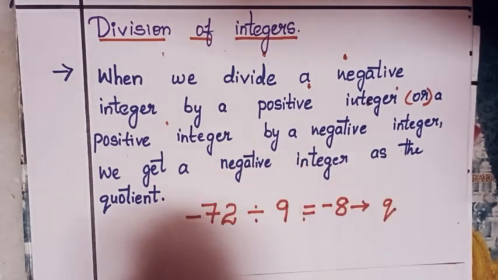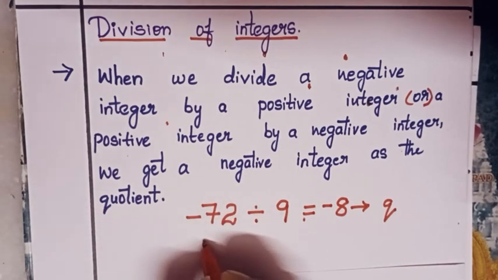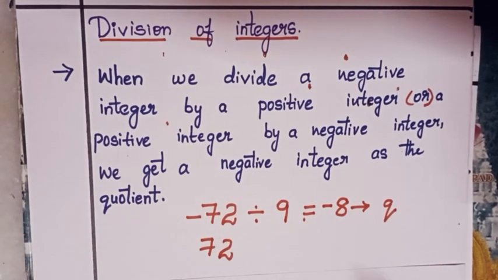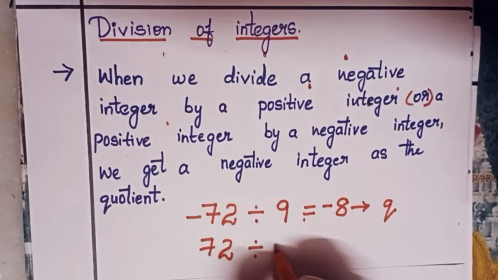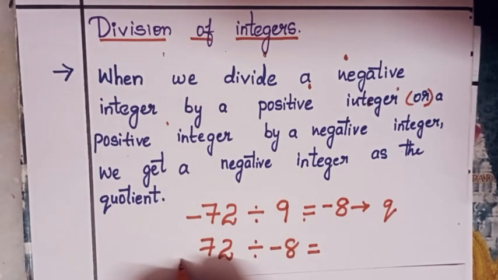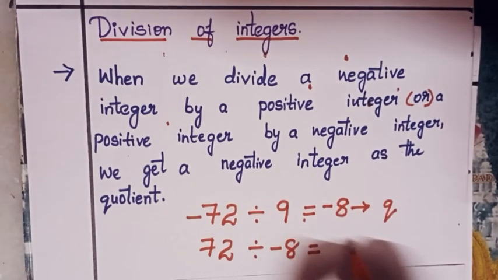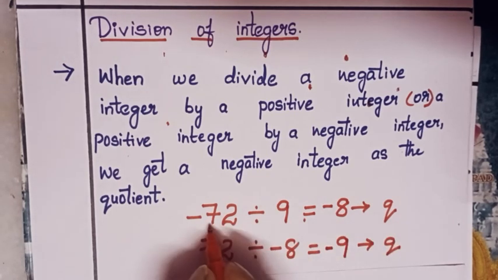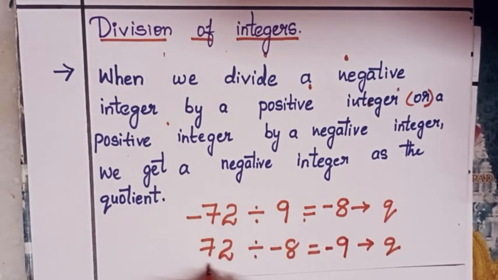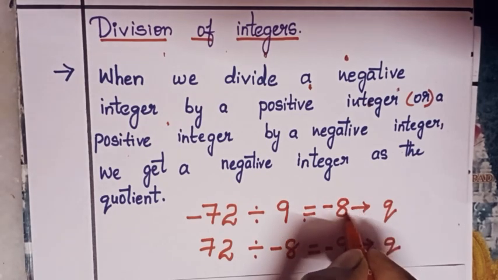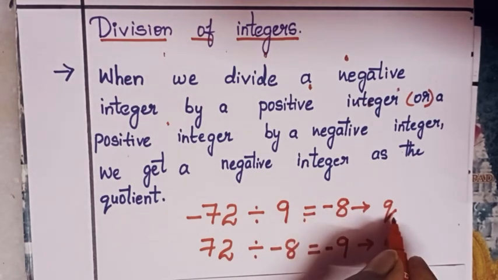Now, let us take one more example, children. When we divide a positive integer like 72 by a negative integer, we can take minus 9 or minus 8. So we get 8 9s are 72 or 9 8s are 72. So 8 9s, here we are dividing by 8, children. So we get a quotient of 9, that is negative. Now you understood? Negative integer with positive or positive integer with negative, we get a negative integer as the quotient, children.